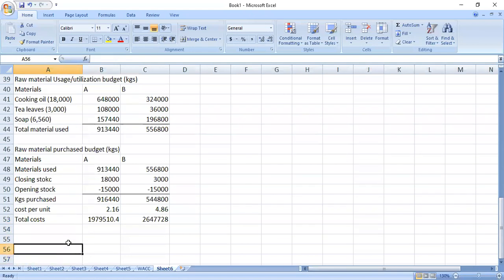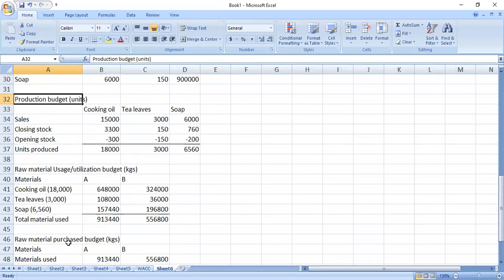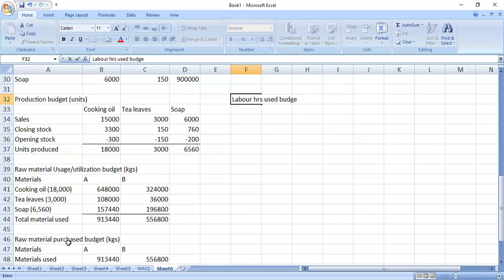Okay, let me not go very far and stick this one here. So assuming we have here our labor cost budget. Now for labor cost budget, you must first begin with the labor hours used or utilized budget. Okay, you need it. So this is the information. These are the products.